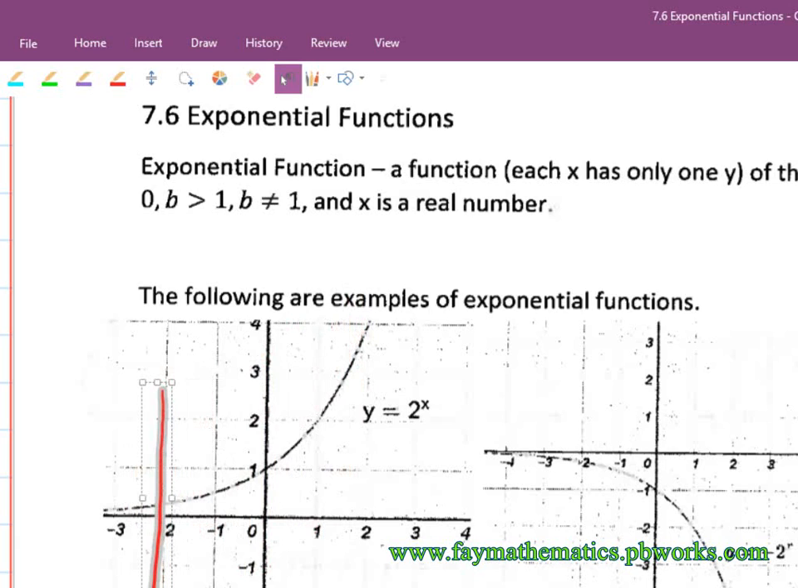But it's of the form y equals a times b to the x. This a will be something we address later, but this b to the x is really the important part right now. Basically, the way you're going to recognize an exponential function is that the variable is in the exponent position.